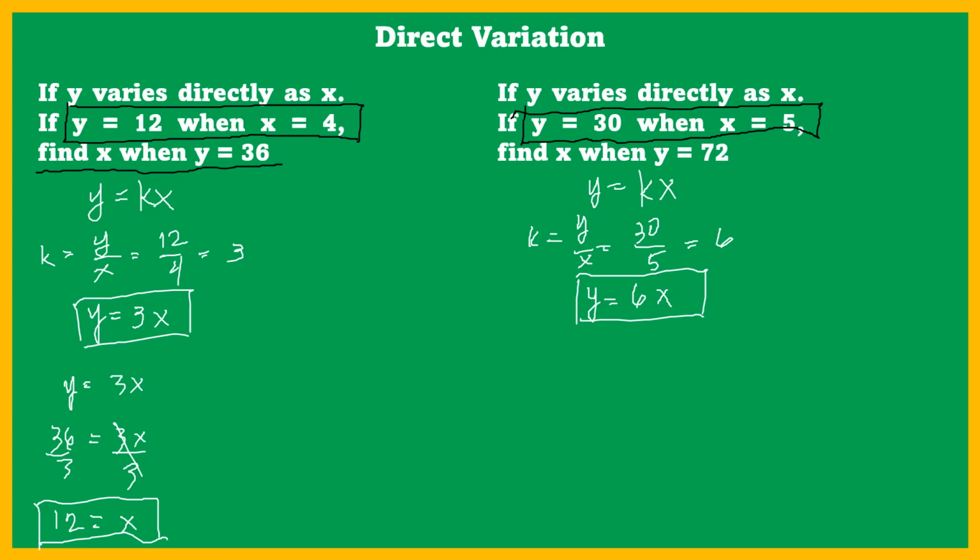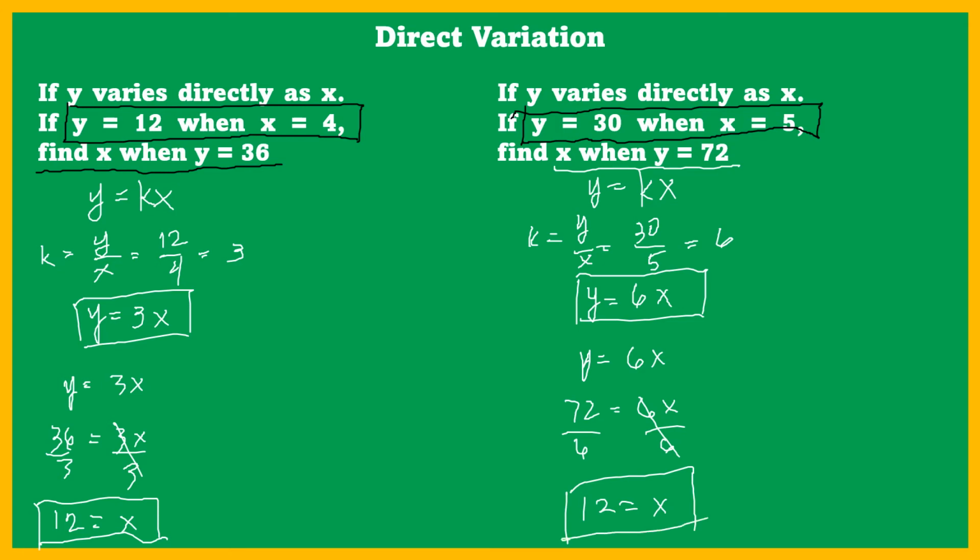Now, solving for x when y is 72, gagamitin na natin yung equation of variation. So, we have y is equal to 6x and then y is 72. 72 is equal to 6x. Then, dividing both sides by 6 to solve for x, we have x is equal to 12. And that is our solution for the direct variation.